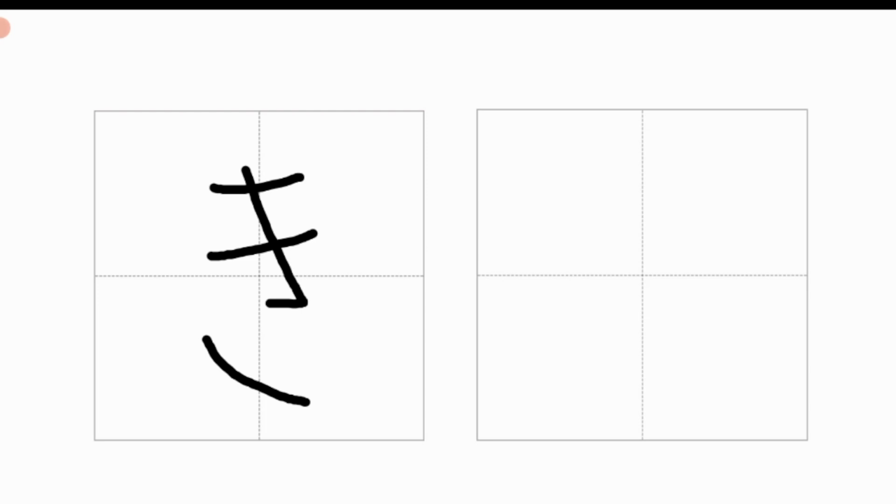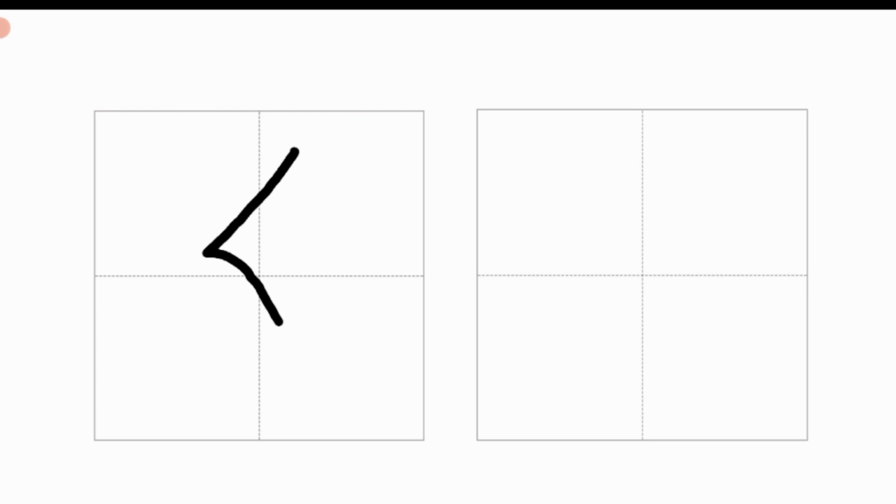Next one is ku. Ku is only one stroke like this. First, draw a curve down and to the left. And second, continue it down and slightly to the right. This is ku. So first, draw a short curve down and to the left. Second, continue it down and slightly to the right. This is ku. And I said it has 2 strokes, but it's actually just 1 stroke.